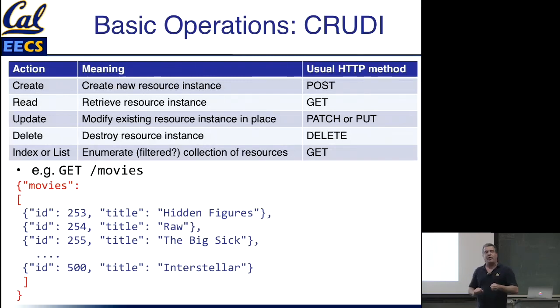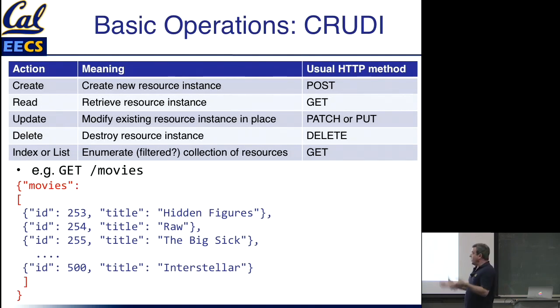CRUD is the usual acronym, but I prefer CRUDI because in reality, there's one operation that always gets left behind. So the 4 operations on a basic resource are: it can be created because it didn't exist before. It can be read because it exists and you would like to have a version of it. It can be updated, which means it exists but you want to modify something about it. Or it can be destroyed.